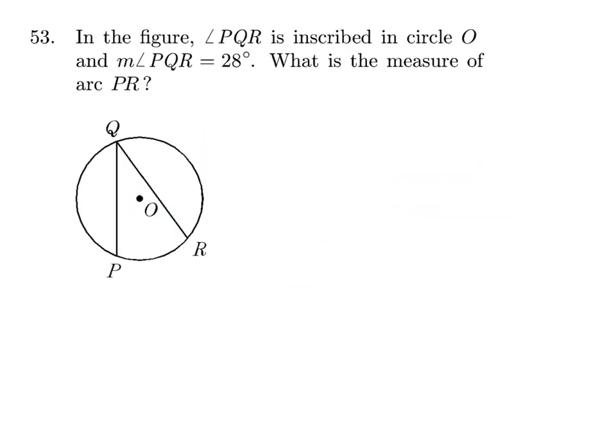Done. In the figure, angle PQR is inscribed in the circle O, and angle PQR is 28 degrees. Alright, what is the measure of arc PR? So all you have to do is double the angle measurement to get the arc measure. So it's equal to 2 times 28, which is 56 degrees. Done.